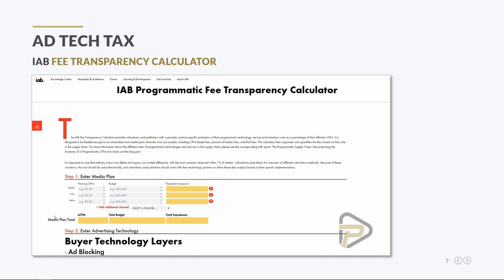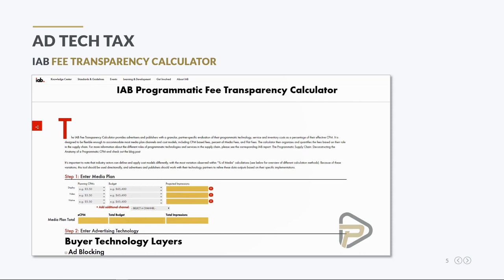Advertisers and publishers who want to have a more granular view of the fees they pay to their ad tech partners can use the fee transparency calculator provided by the Interactive Advertising Bureau. Now, let's see how that calculator works. Firstly, you can find this calculator by searching for IAB Fee Transparency Calculator on any search engine.